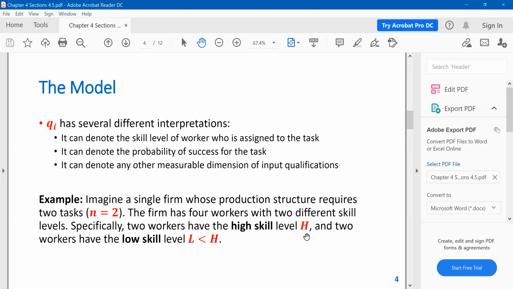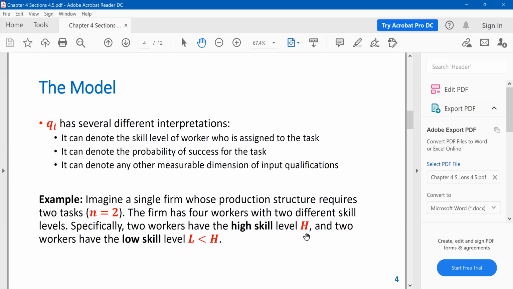And Qi for different tasks could have different meanings, different interpretations. All right. So imagine that for each task you assign a worker. Okay. For transportation you assign a worker. For organization you assign a worker. For raw materials you assign a worker. For packaging you assign a worker. Then these Qi for these different tasks would be, for instance, skill levels of these workers.